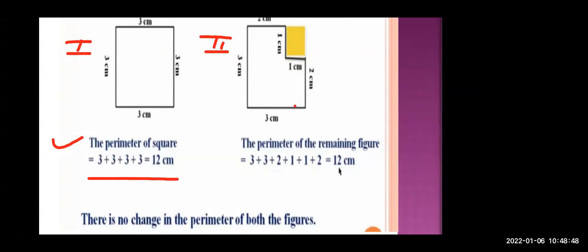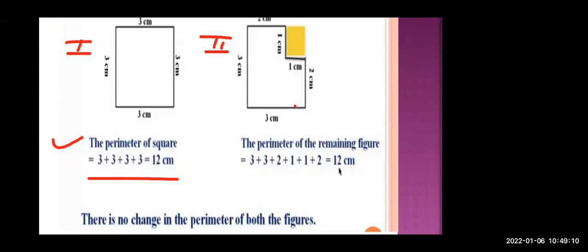First figure हमने देखा है. फर्स्ट फिगर में क्या दिया है? कौन सा शेप है? It is the shape of the square. So perimeter of a square, what is that? 3 3 3 3. We'll add all the 3 four times. So 3 plus 3 plus 3 plus 3 will become 12. So it is 12 centimeter.